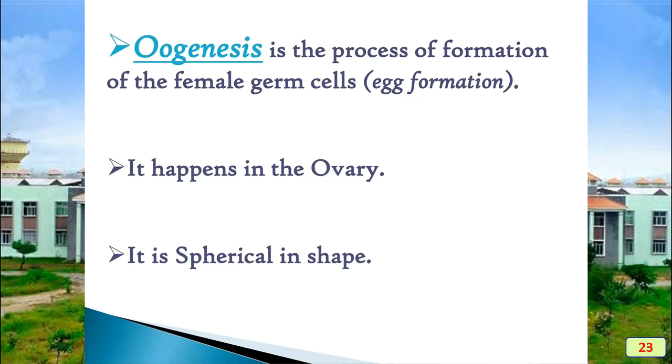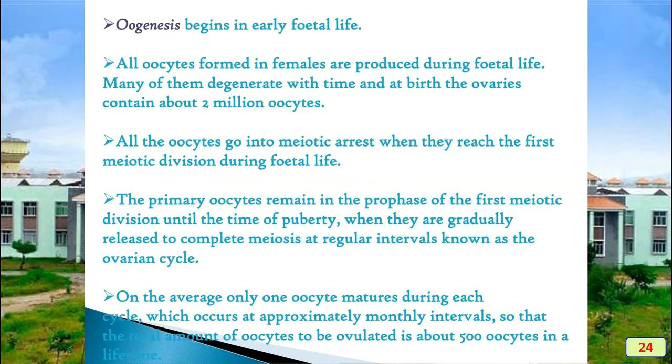Oogenesis is the process of formation of the female germ cells, or egg formation. It happens in the ovary, the female gonadal organ. It is spherical in shape, and oogenesis begins in early fetal life itself. All oocytes formed in females are produced during fetal life, and many of them degenerate with time.